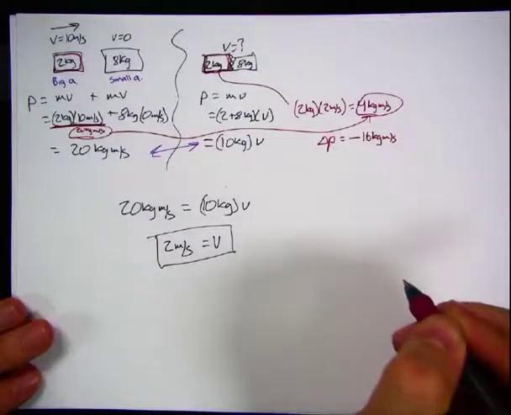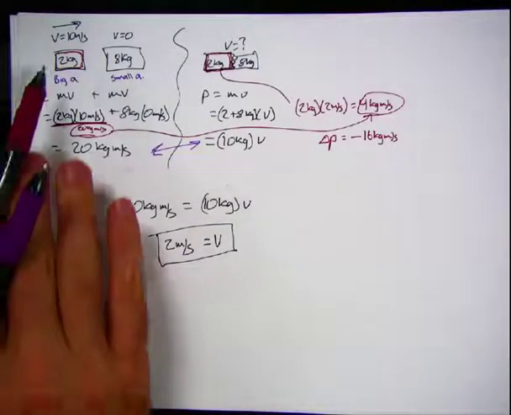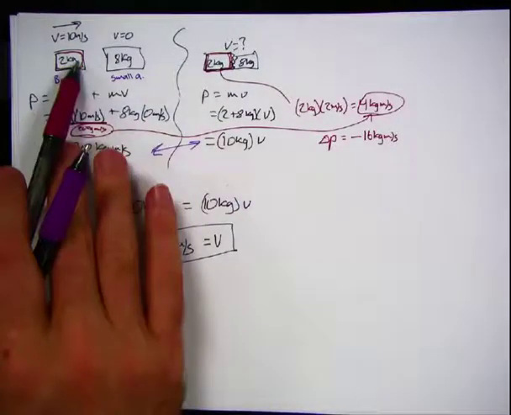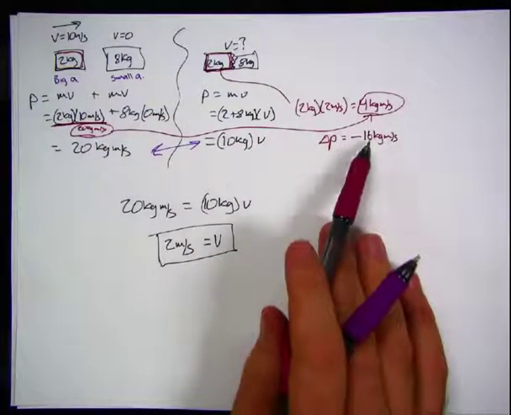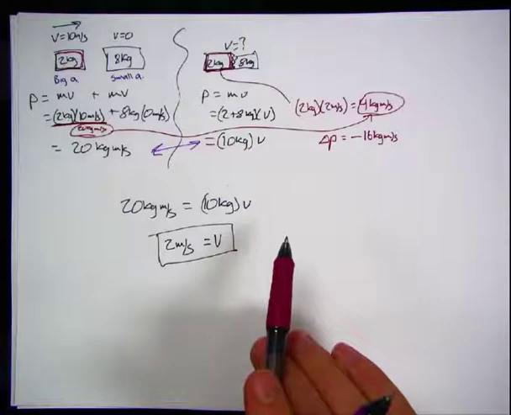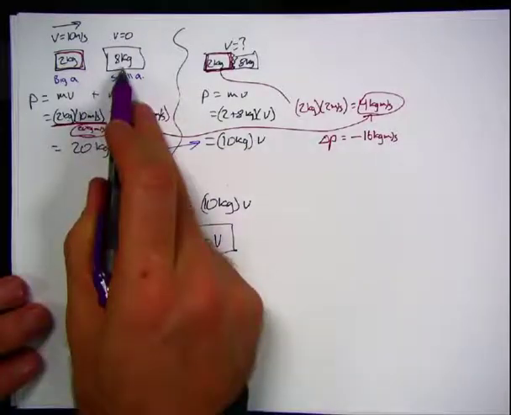It lost 16 kilogram meters per second of momentum. And you might say, well, wait a minute, I thought momentum was conserved. But if I'm looking only at the 2 kilogram box, it went from 20 kilogram meters per second to 4 kilogram meters per second. I lost 16 kilogram meters per second, which begs the question, where did that go? If we know it's conserved, it can't have gone anywhere. Well, the obvious answer is it went into the 8 kilogram box.